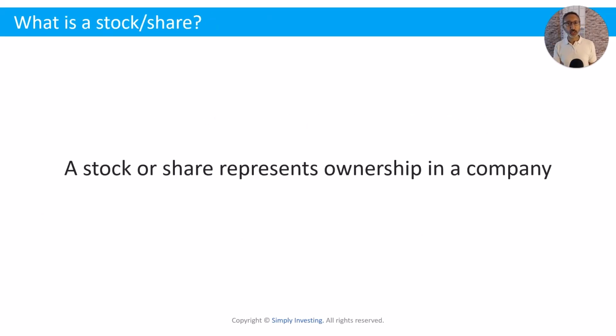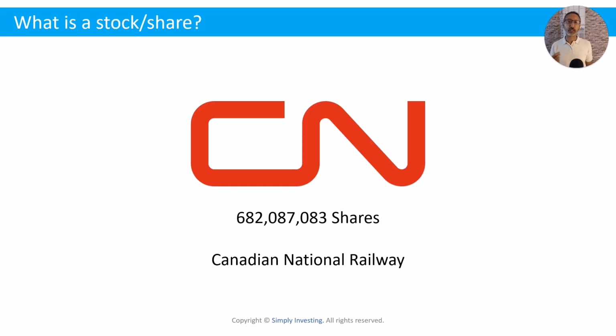So a stock or a share represents ownership in a company. Whether you hear people say, I have 100 shares in company ABC, or I own stock in company ABC, it means the same thing. Whether you call it a share or a stock, it means the exact same thing. If we take a look at this example, this is a Canadian company, one of the biggest railway companies in Canada. You can see that Canadian National Railway has a little over 682 million shares outstanding. If you were to buy all of the shares, you would technically own the entire company.